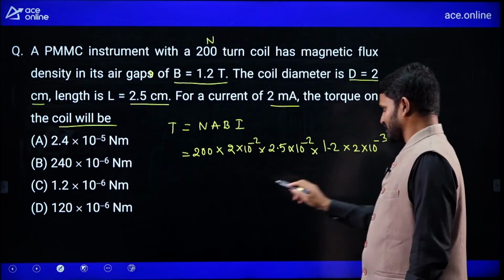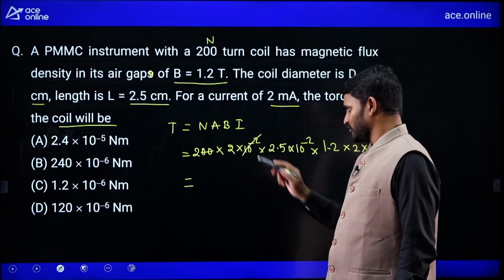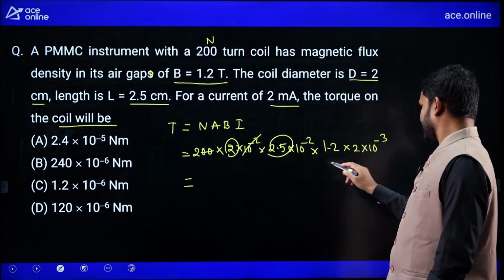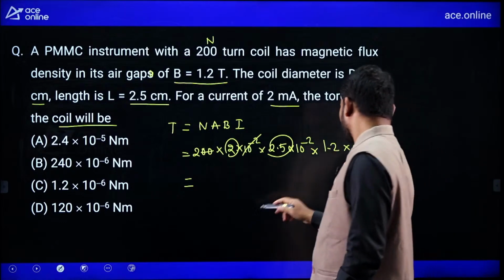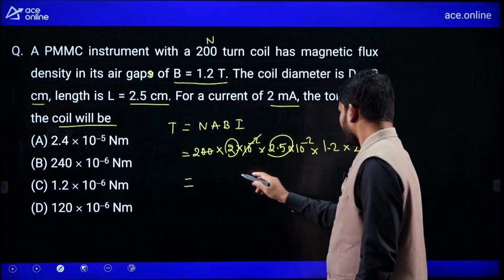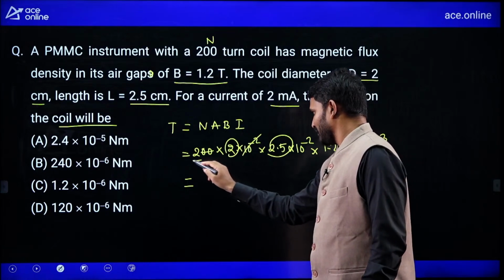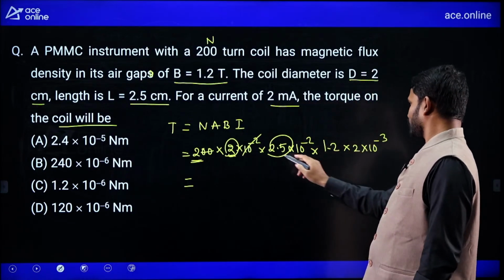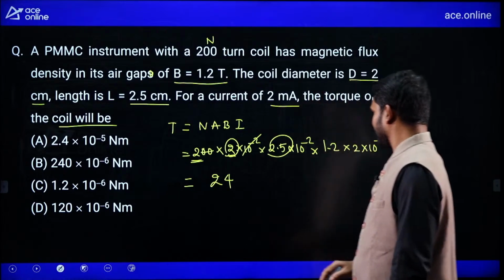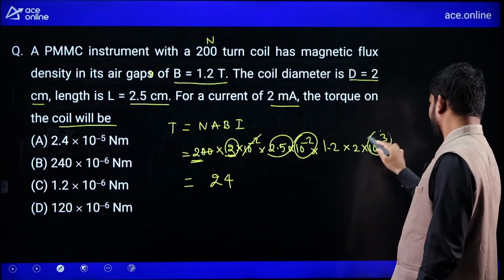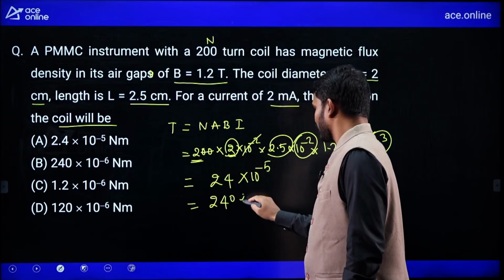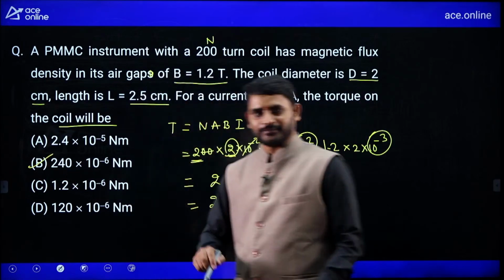Please see here, I have 10 to the power of minus 2 twice, I can cancel this out, and 2 into 2.5 will be 5. Then 5 into 2 will be 10. Let me multiply this: 2 into 2 is 4, 4 into 2.5 is 10, and 12 2s are 24. So we end up with 24, 10 to the power of minus 2, 10 to the power of minus 3, so 10 to the power of minus 5. So we will get around 240 micronewton meters. So you are getting it as option B, right.